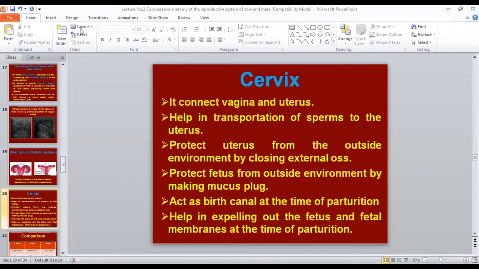Then the cervix. As for the importance of the cervix, you know that it connects the vagina with the uterus, and an important function of the cervix is the transportation of the sperm to the uterus. Then the cervix protects the uterus from the outside environment. As you know, under the influence of certain hormones in estrus and in diestrus, the external os closes or partially opens. So when the external os is closed, it protects the uterus from the outside environment.